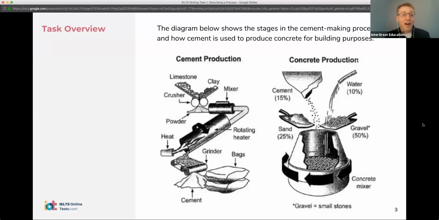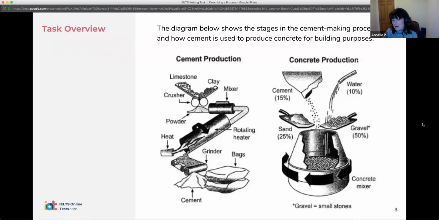Our next question is from Adri, who is asking, what about with charts? Would we use the same outline when describing a chart, the introduction, overview, and body? Yeah, all of the task ones have the same structure. First your introduction, second your overview, and third your body, which is probably 2 paragraphs. And each of those elements should be clearly in a separate paragraph.